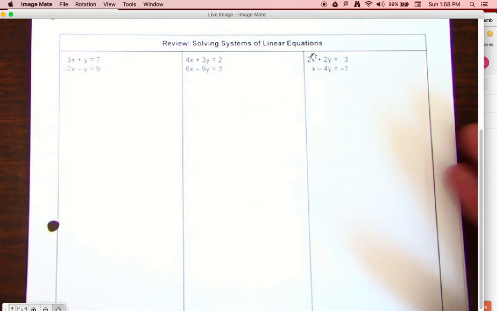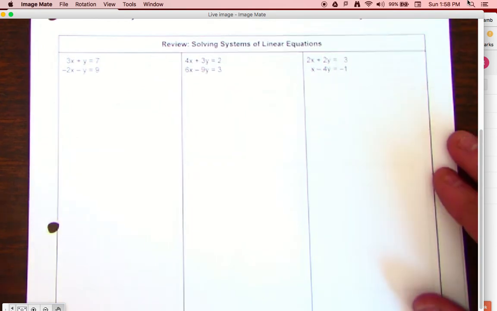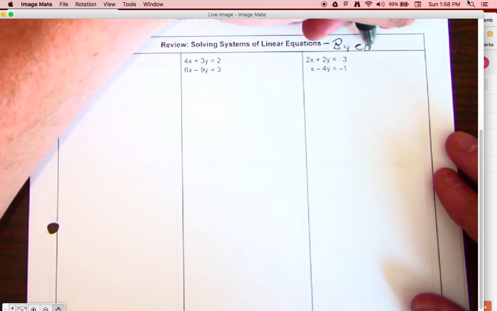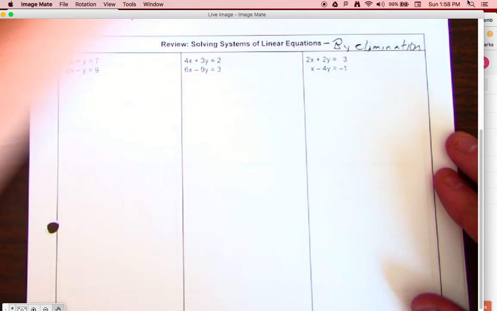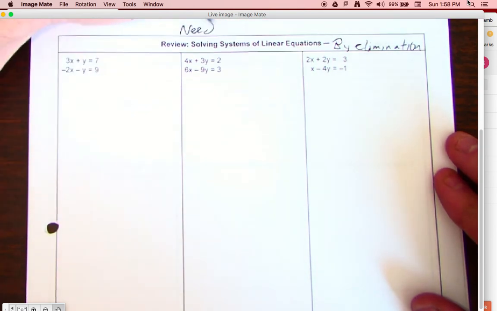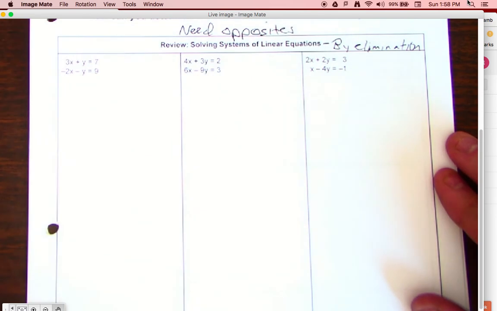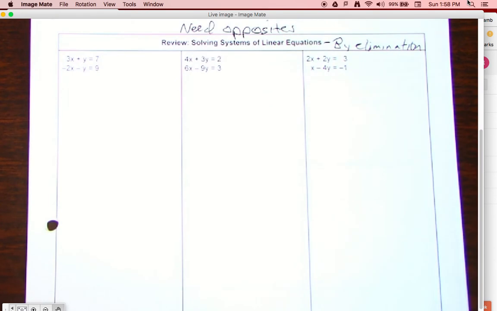So the main thing that I want to touch base with you on and remind you of, in order to solve this system of linear equations, and by the way we're going to do it by elimination, is the need for opposites. I'm going to put this on the top here. You need what are called opposites. Examples of opposites would be 2x and negative 2x, 3y and negative 3y.